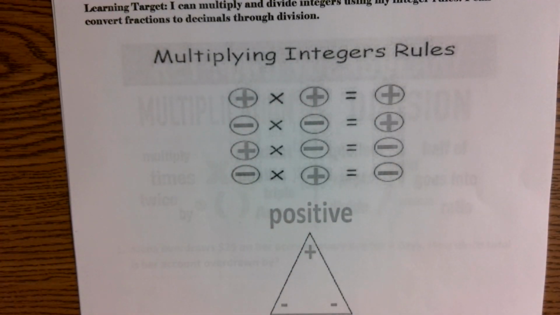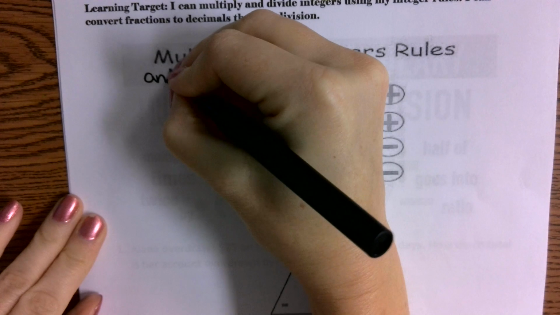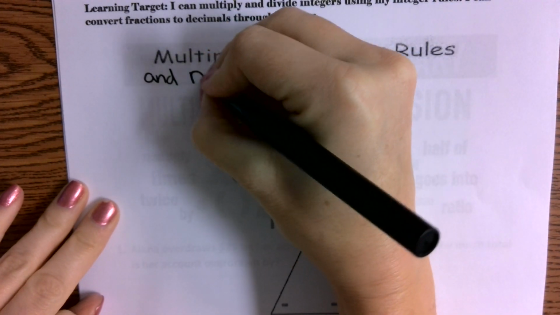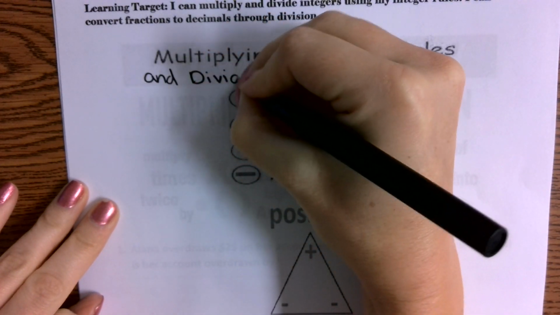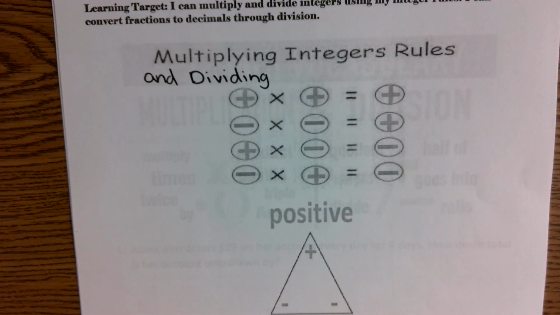Okay, so the first thing that I want to go over real quickly with you guys is the multiplication and division for your integer rules. So I know it just says multiplying, but this is also for division. This is how we multiply and divide. So right below it, put and divide. So multiplying and dividing with integers.